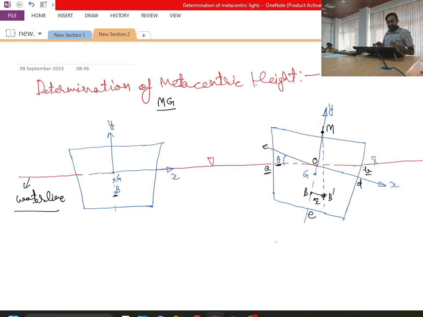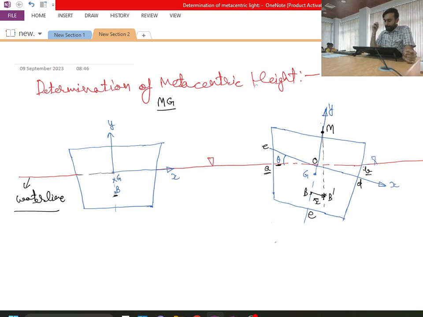Earlier, the volume submerged in the water was symmetric. As it was symmetric, my center of buoyancy was also lying on the line of symmetry. Now, when we have tilted this, more volume is submerged on the rightward side, so my center of buoyancy has also shifted towards the right. The distance from B to B dash I am calling x bar. Is this point clear?